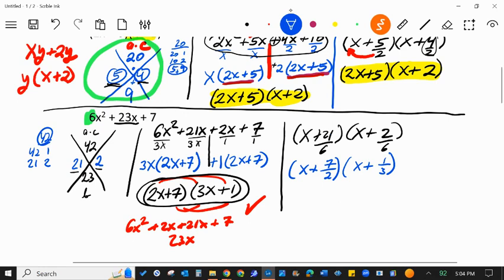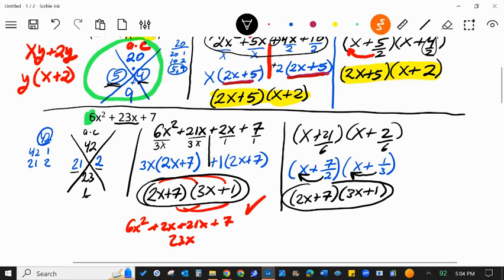So that means for both of them, I'm going to have to take this bottom number and put it in front for both of them. And when I do that, I get 2x plus 7 and 3x plus 1. And that looks very much like the answer on the other one. So they are both correct. I already checked this, so I know that that's the correct answer.